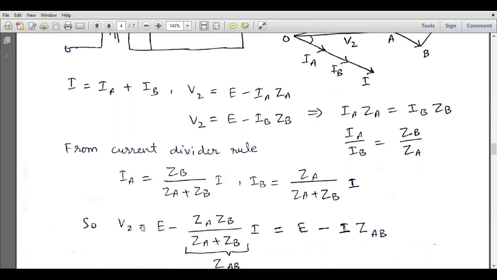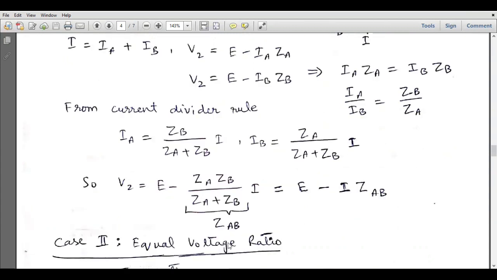And V2 can be written as E minus IAZA. So it will be equal to E minus ZA, and IA is equal to ZB over ZA plus ZB into I. So this is actually the parallel combination of ZA and ZB, and it is equal to ZAB. So V2 is equal to E minus ZAB into I. This is the overall expression which we can obtain from case 1, and this expression will give us the voltage across the load.